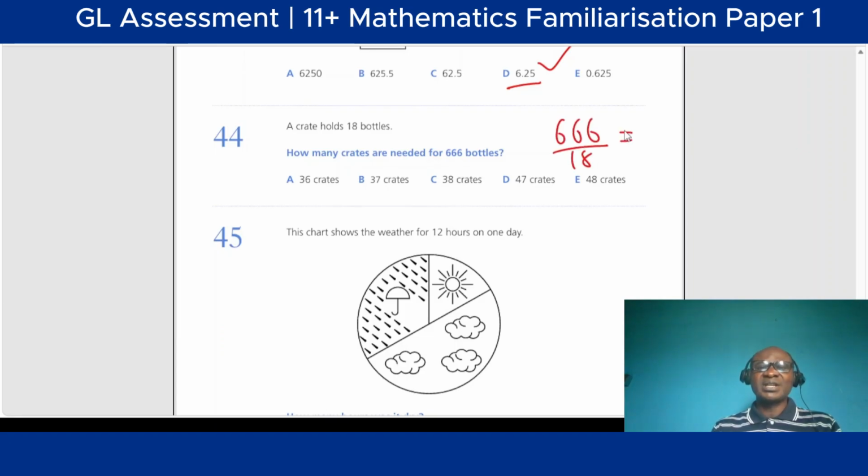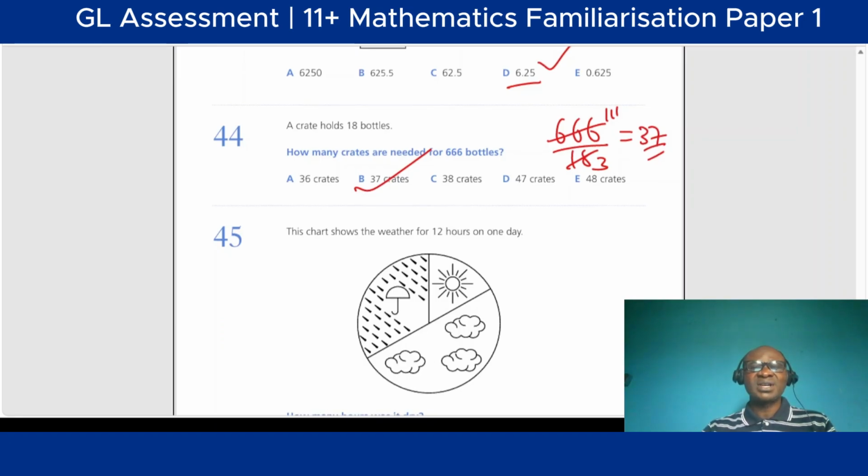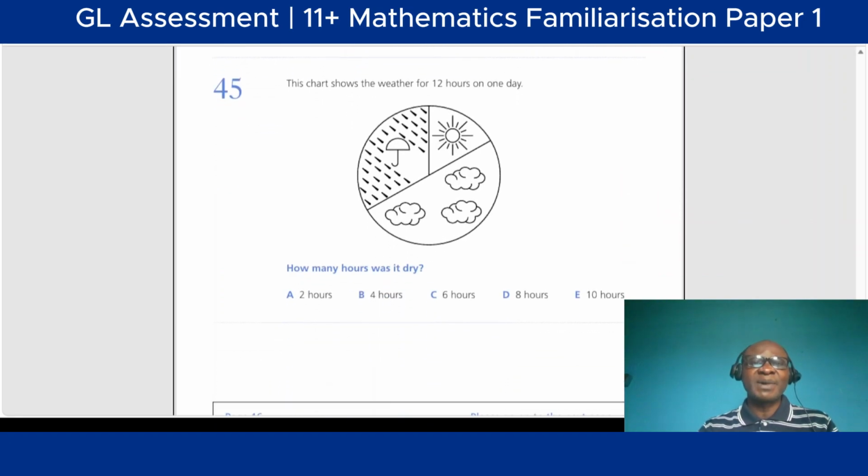Okay. So that is what we do. We can go by 6. Let's use 6. 6 here is 3. 6 into 66 will give us 111. Now we are dividing 111 by 3. And that will give us 37. So we need 37 crates to hold 666 bottles. All right, let's go to question number 45.